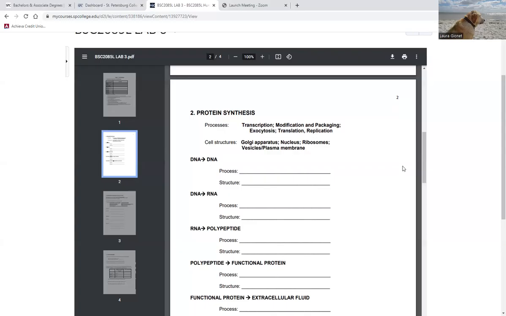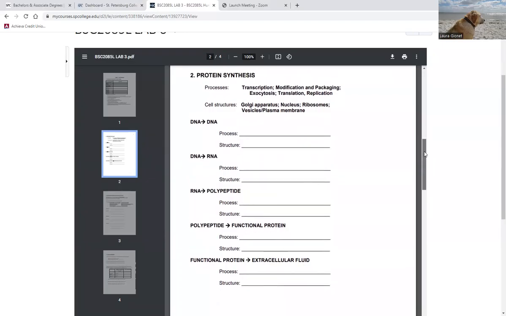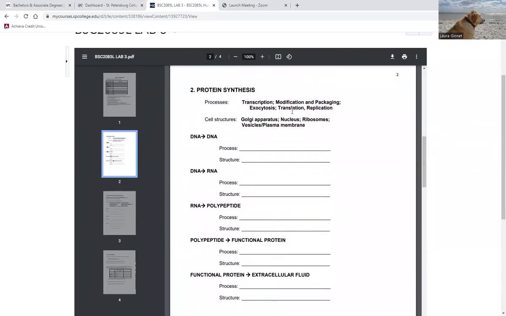Okay, so we have the processes: transcription, modification and packaging, exocytosis, translation, replication. Those are in bold print. Those are the terms, and only those terms, to be put in where we have process blank line, all the way down in this chart. And the cell structures you get to choose from, because it's not going to be just anything in the cell: Golgi apparatus, nucleus, ribosomes, vesicles, vesicles/plasma membrane.